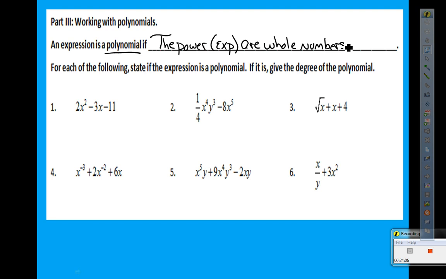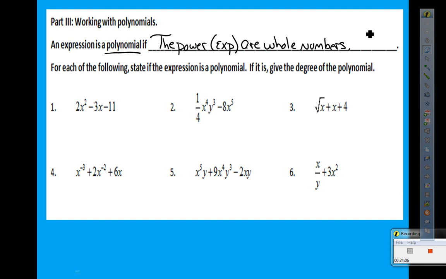So there can't be anything weird looking. I can't have a variable in the denominator. So 1 through 6 are really, really easy. So hang with me for a second. It says, for each of the following, state if the expression is a polynomial. If it is, let me teach you how to give the degree of it.